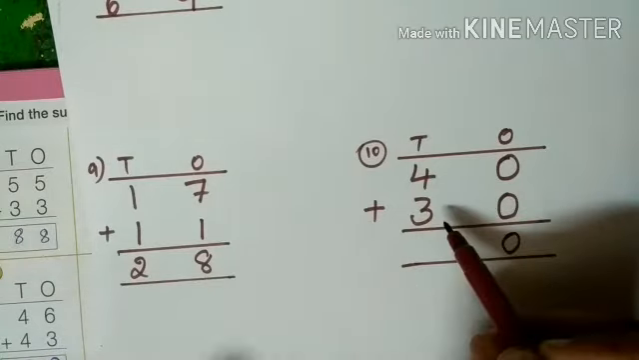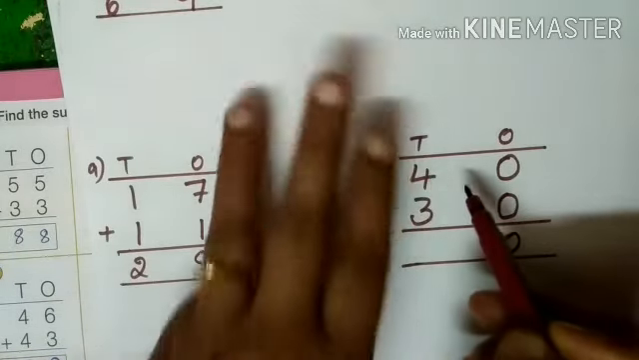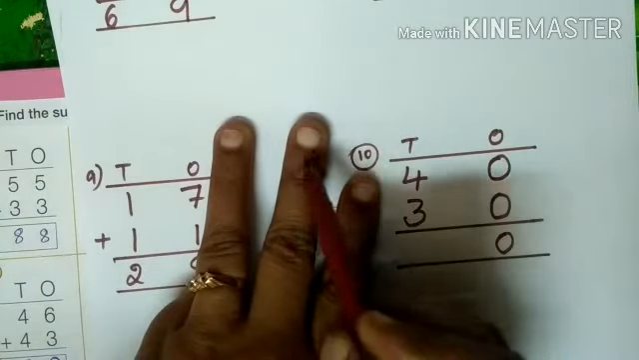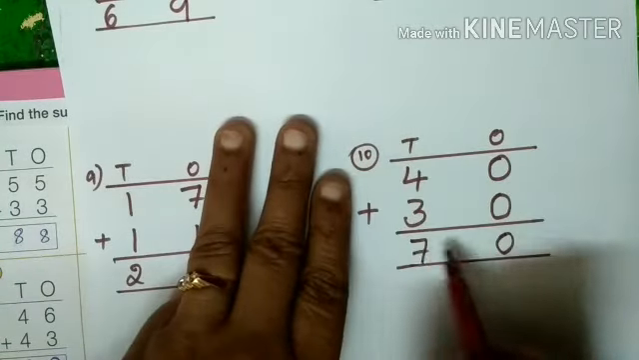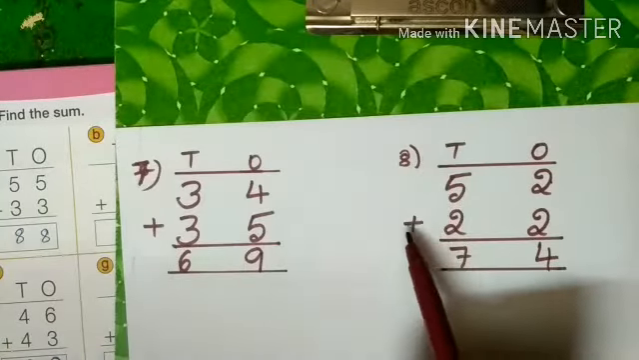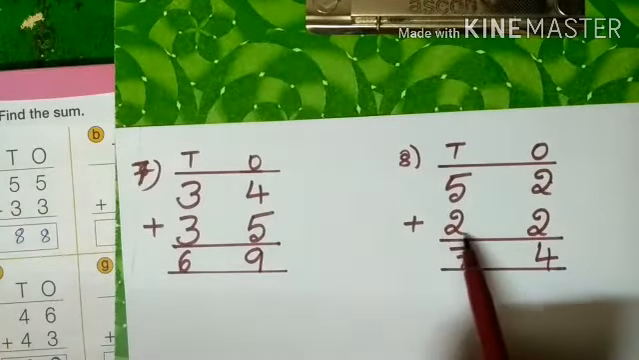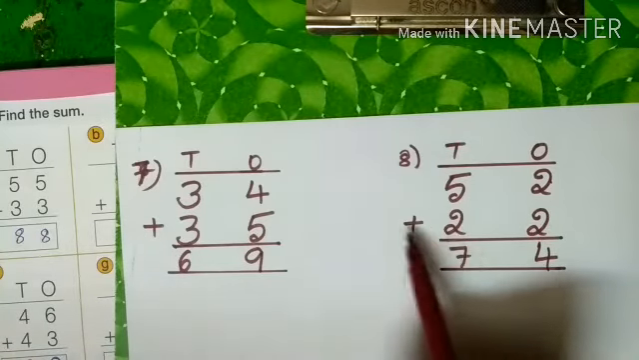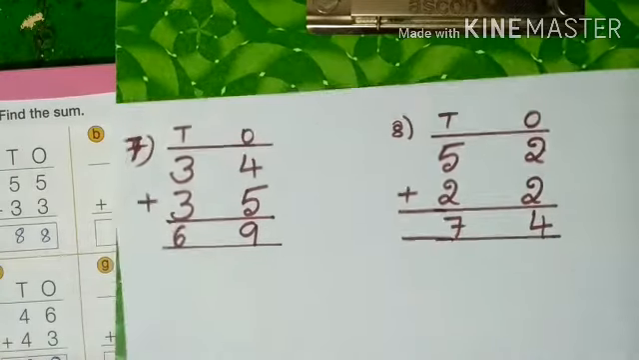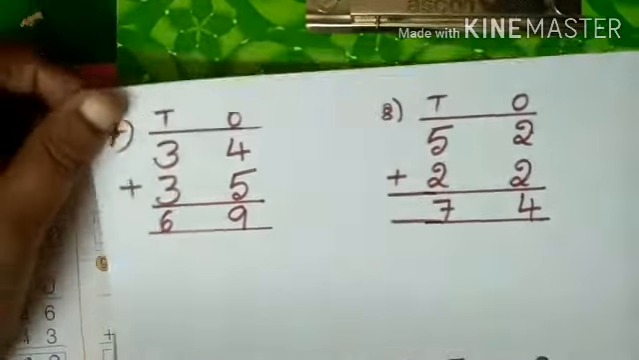4 plus 3. 4 is in your mind and 3 is in your fingers. 4 after 5, 6, 7. Write here 7. Remember children, always you should write the addition symbol in front of the second addend. In front of the second addend only you should write. Okay, I hope everybody understood.